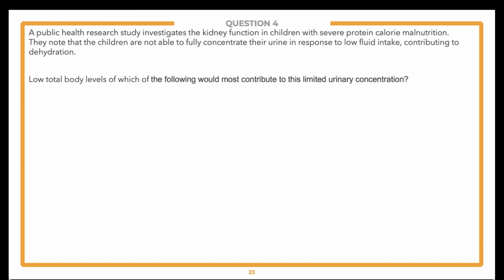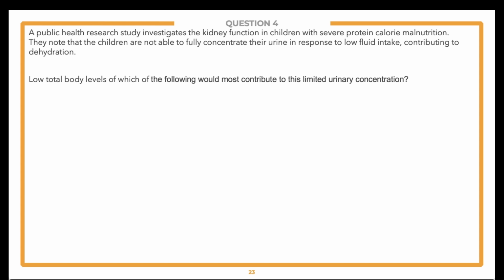Well, once again, a great question here, and one of the ones where you'll start to see these shorter stems and vignettes on steps. So, what are we looking at here? Well, we've got a study here with children, kidney function, severe protein-calorie malnutrition, and it said that they can't fully concentrate the urine in response to low fluid intake, and that contributes to their dehydration. So, total body levels of what will contribute most to this limited urinary concentration?